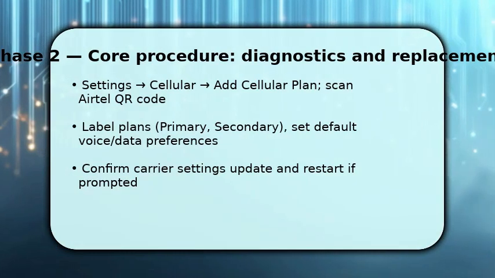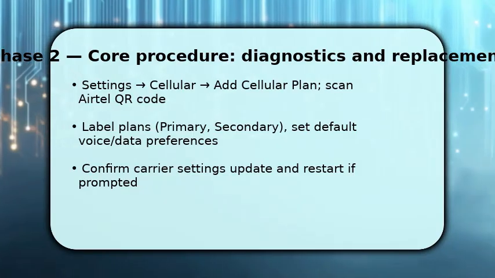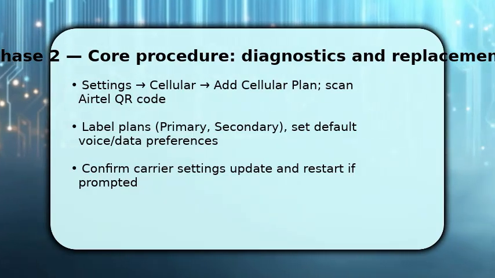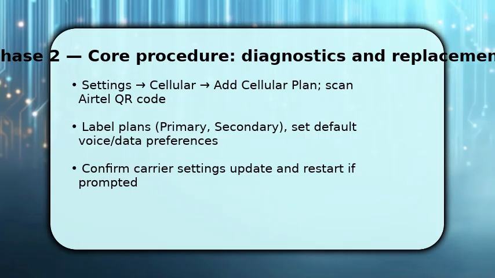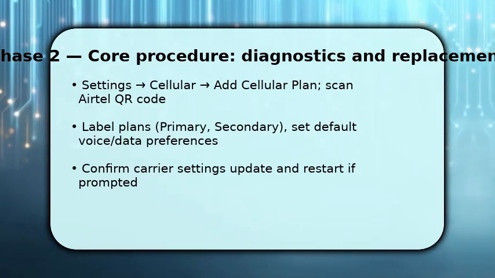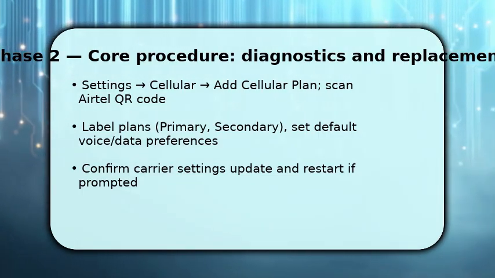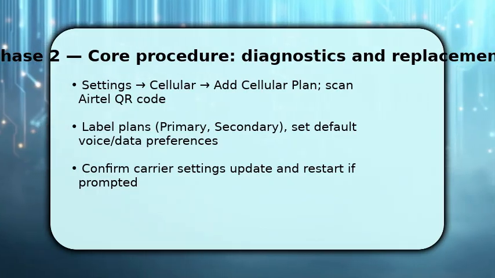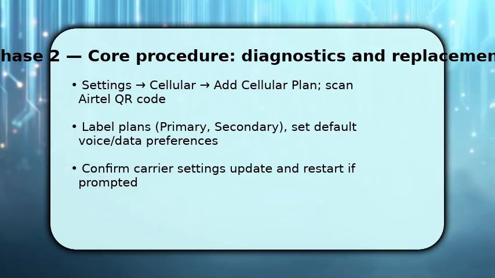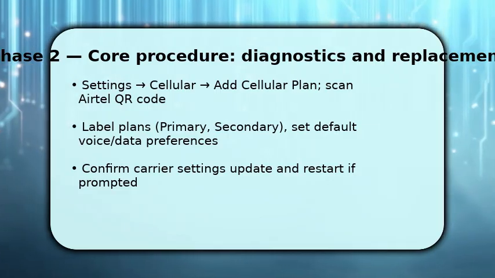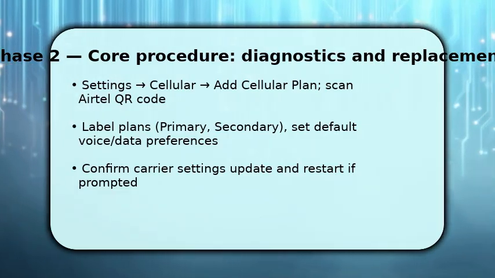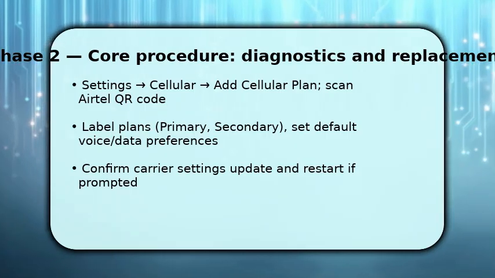Now you scan and configure the eSIM profile. Open Settings, go to Cellular, then add Cellular Plan, and use the camera to scan the Airtel QR code exactly as provided. Positioning matters. Once added, label the plans, pick primary for your main number or secondary if you keep a physical SIM. Then set cellular data, voice, and iMessage preferences so calls and data route correctly.